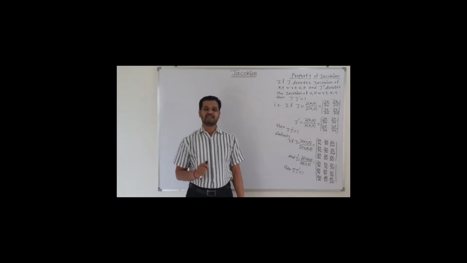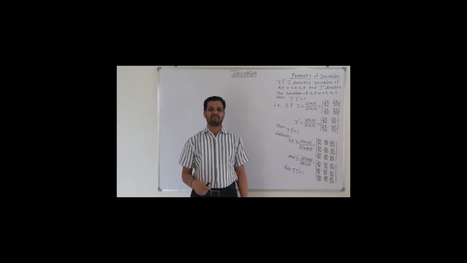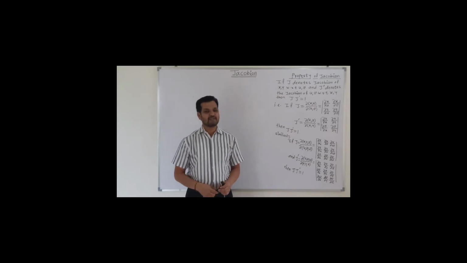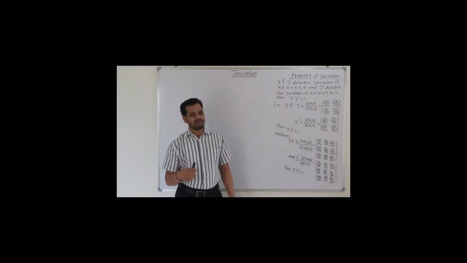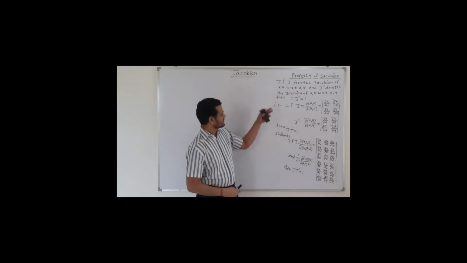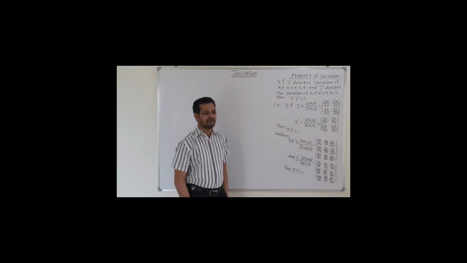Friends, in this video lecture we are going to solve the example based on the property of a Jacobian. In our previous video lecture we already solved some examples based on this property of Jacobian. Now let's take some more examples based on this property. Before going to the example, once again let's try to learn the property of Jacobian.